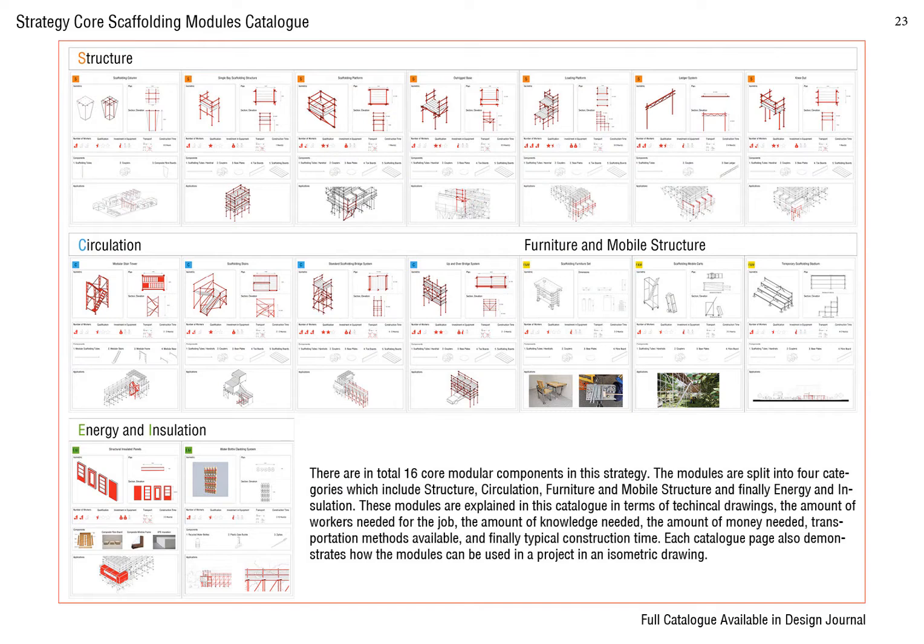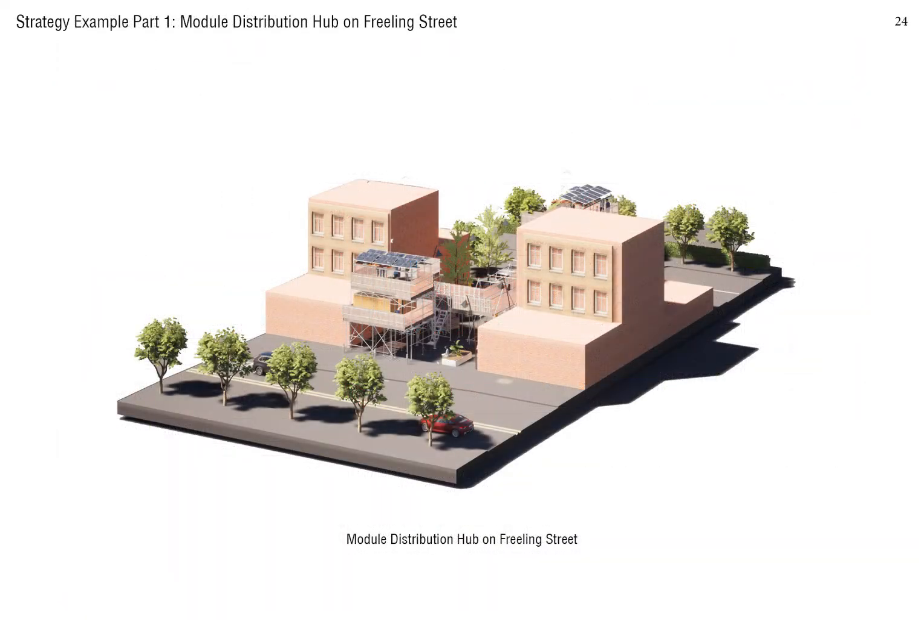Here's the 16 core modular components in this strategy. The modules are split into 4 categories, which include structure, circulation, furniture and mobile structure, and finally energy and insulation. The full catalog is available in the design journal. Now I'll explain the 3 modular examples showcased in my portfolio.